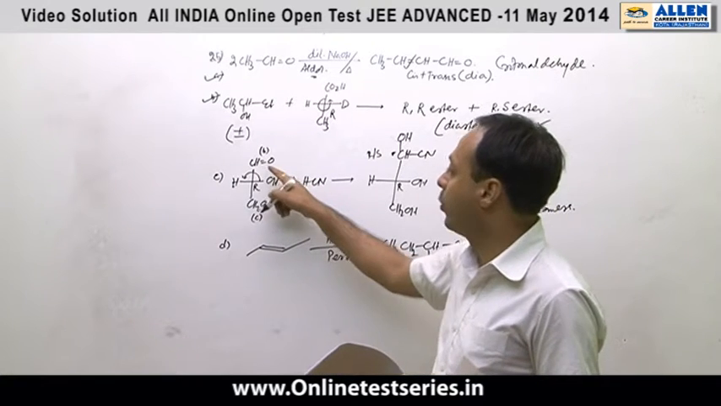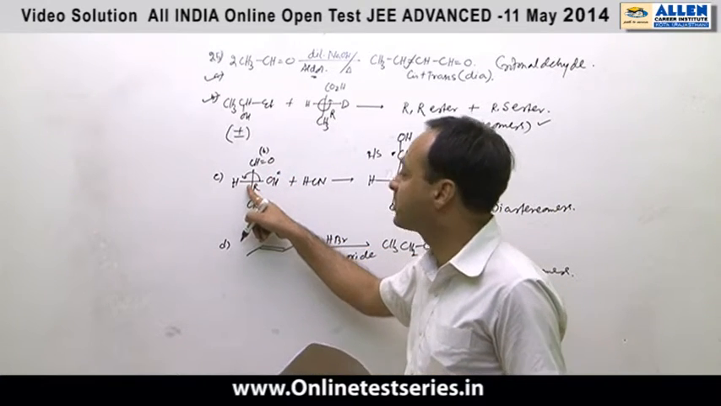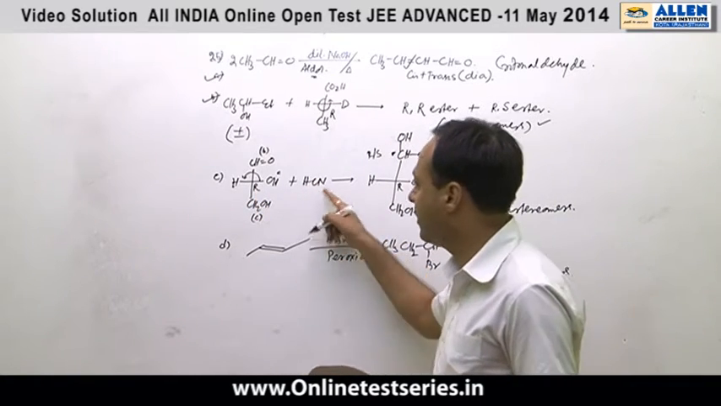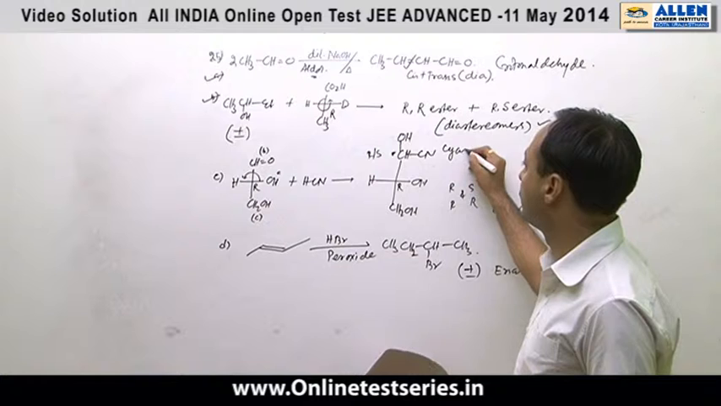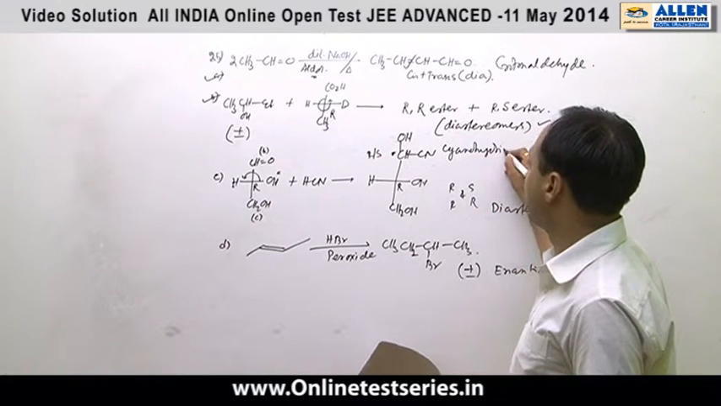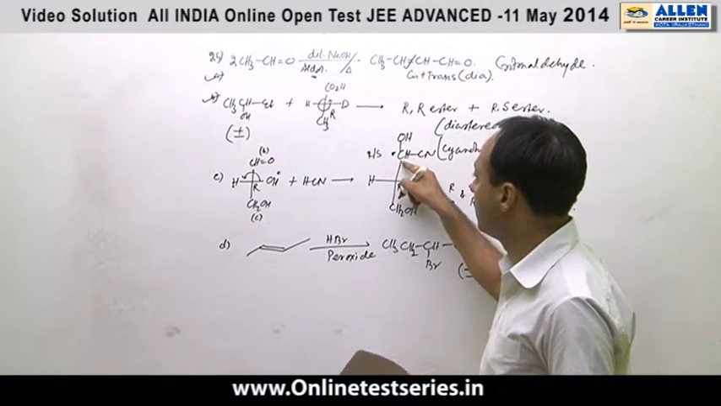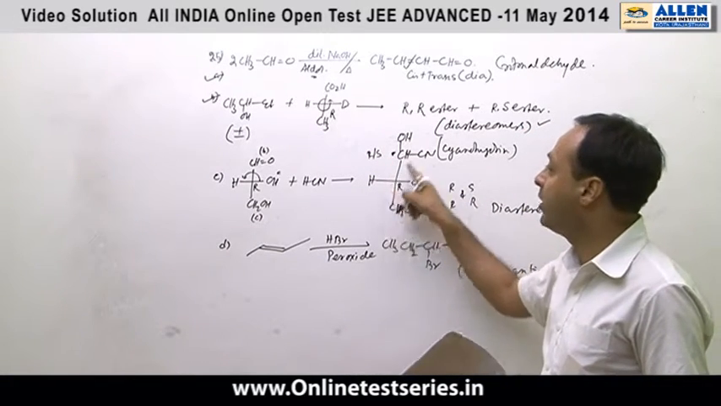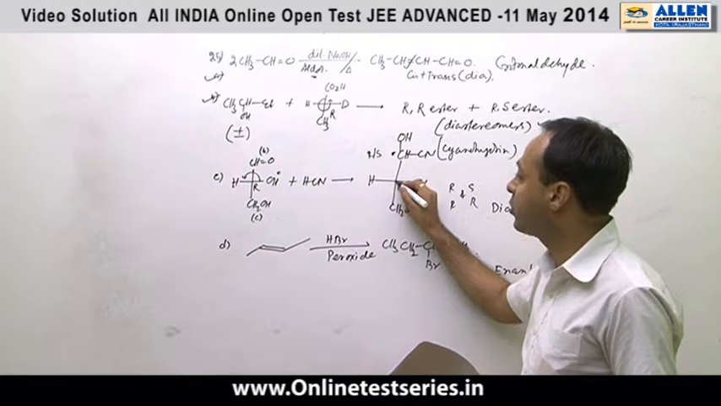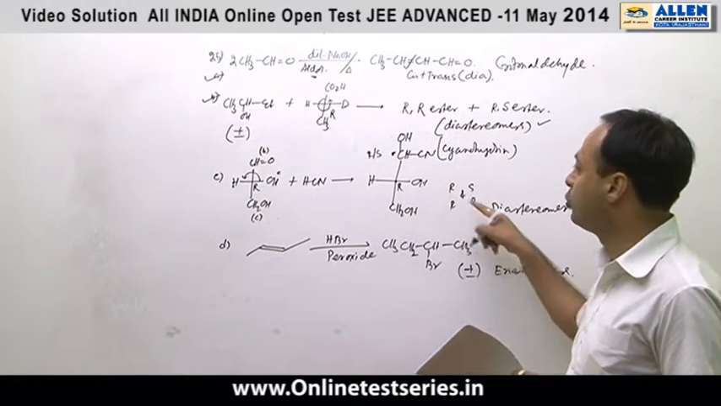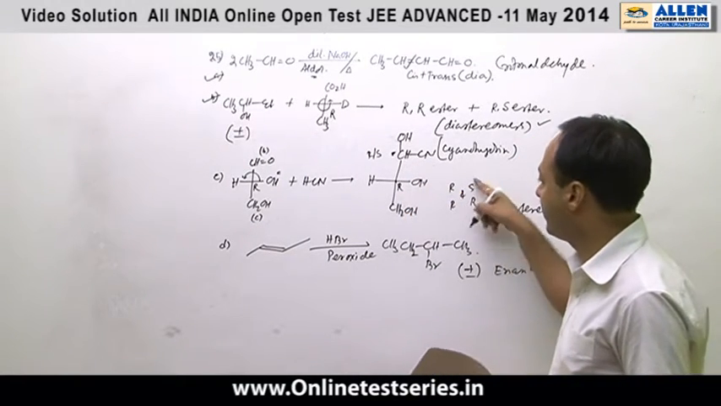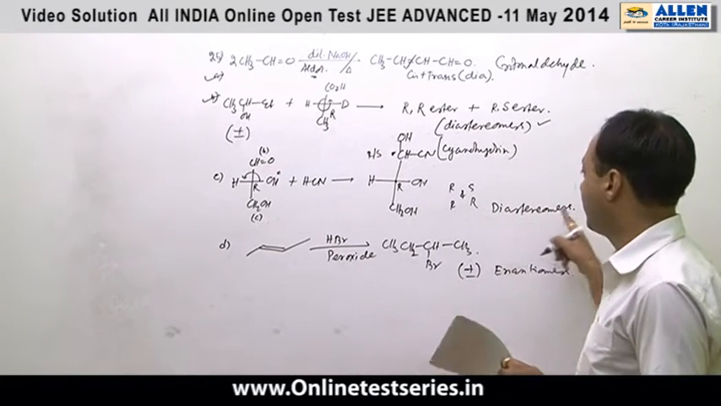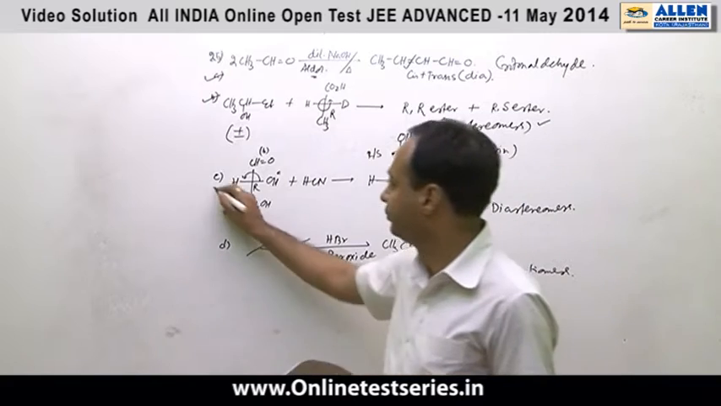Third one, an aldehyde having a fixed chiral center, configuration R, treated with HCN, forms cyanohydrin. In that carbon a new chiral center develops, which can be R or S, but the compound already has one fixed configuration R. So again two products, one is RR, another is SR form, which are again related as diastereomers.